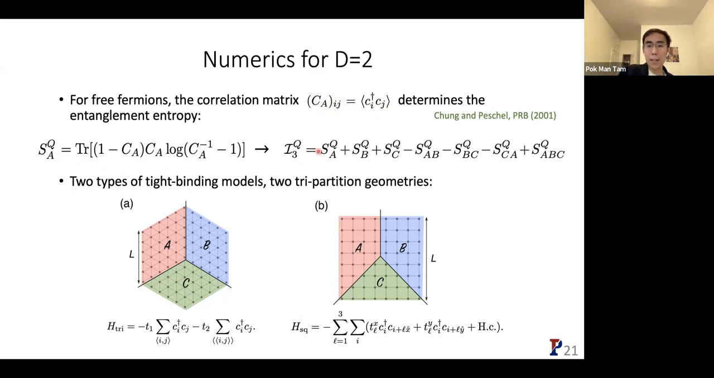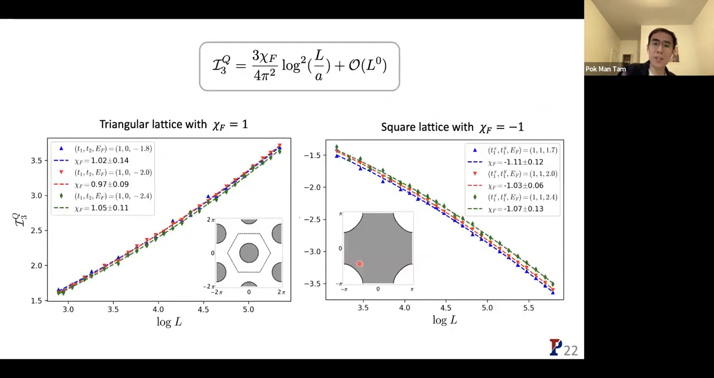So with this, we can calculate the charge-weighted mutual information. I did it for both the tight binding model on the triangular lattice and the square lattice. They have different ways of partitioning. And relating to what Inti asked a moment ago, we actually implement this for open boundary conditions. And we actually see numerically that the boundary doesn't matter so much.